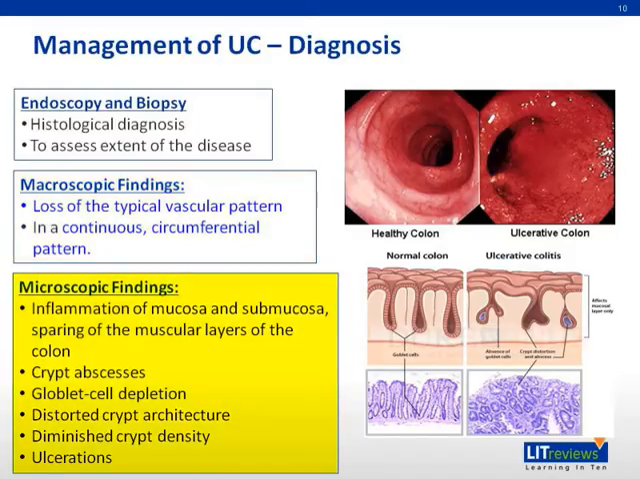The characteristic findings on histology include inflammation of mucosa and submucosa, sparing of the muscular layers of the colon, crypt abscesses, goblet cell depletion, distorted crypt architecture, diminished crypt density, and ulcerations.